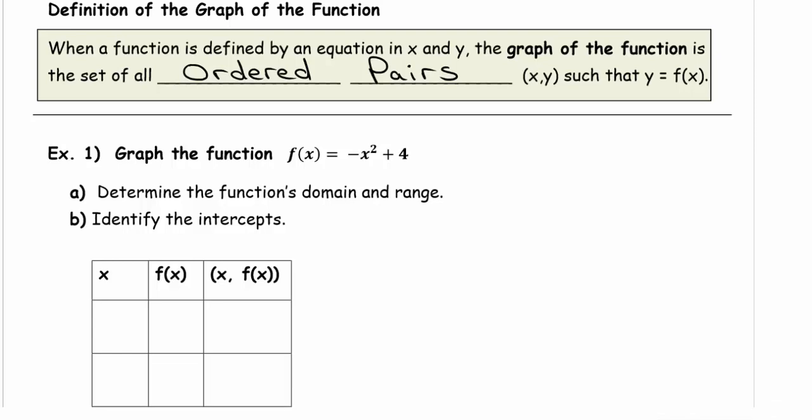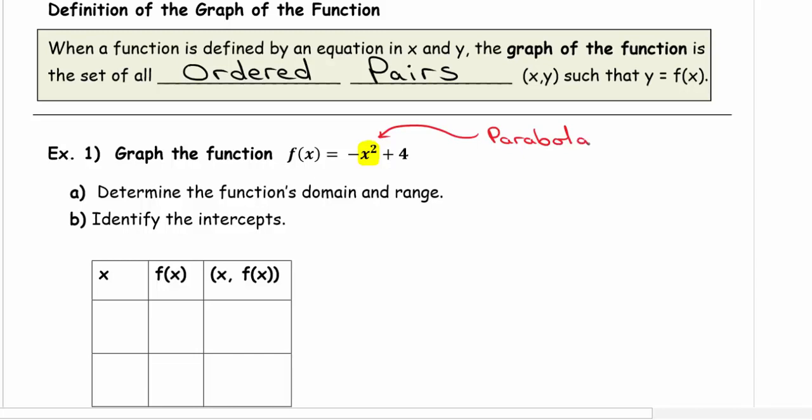It says A, determine the function's domain and range. B, identify the intercepts. Well, let's start off by graphing this because that's what it's asking for us to do first. It's asking us to graph the function. And because I see that this is an x squared function, f of x is equal to something as x squared, I already know that this shape of this graph is going to be a parabola.